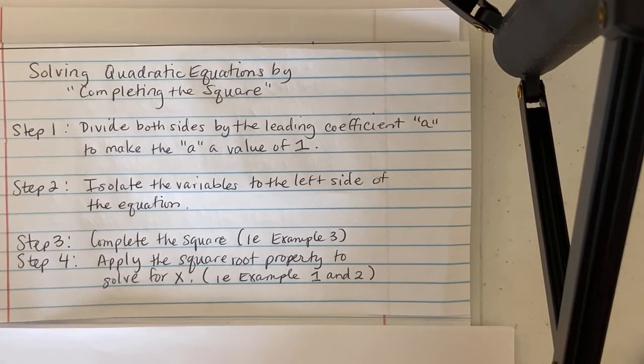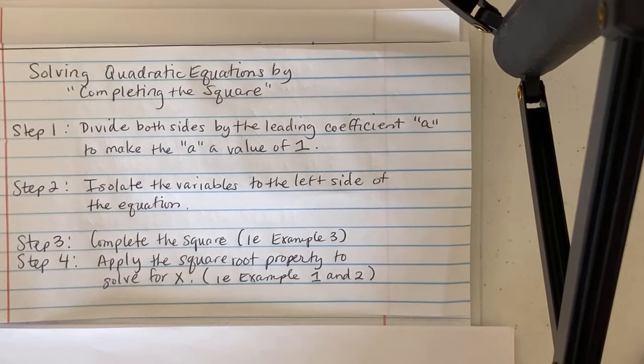So for example, refer to example 3. Step 4 is you're going to apply the square root property to solve for the value of x or whichever variable it is given. For example, refer to examples 1 and 2.